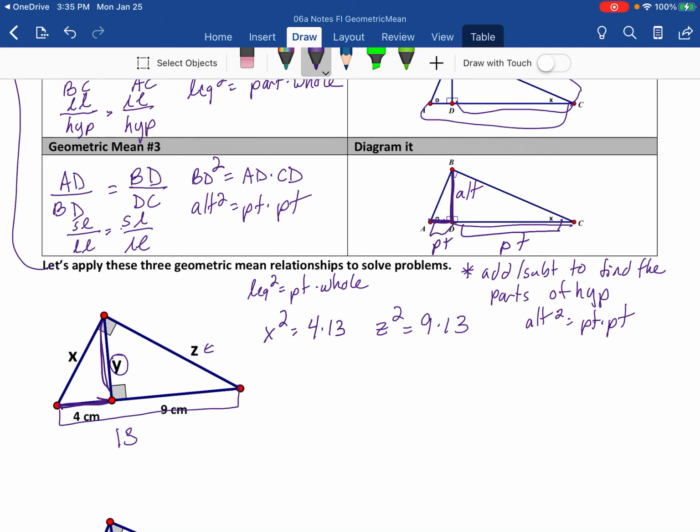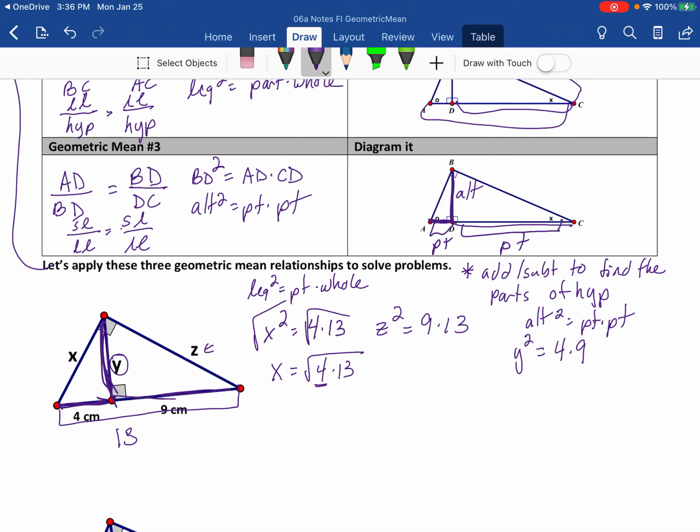Okay, or you could do short leg over long leg equals short leg over long leg, and you can do the proportion. You end up with y squared is equal to 4 times 9. So altitude squared is equal to part times part. And all you have to do is go through and simplify. So x is equal to, so I want to get rid of my square root, the square, I take the square root of 4 times 13.